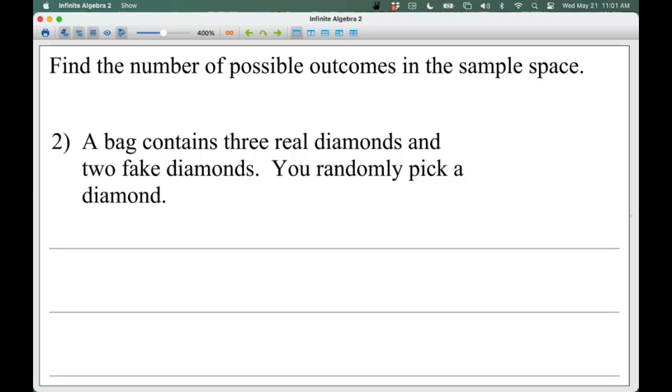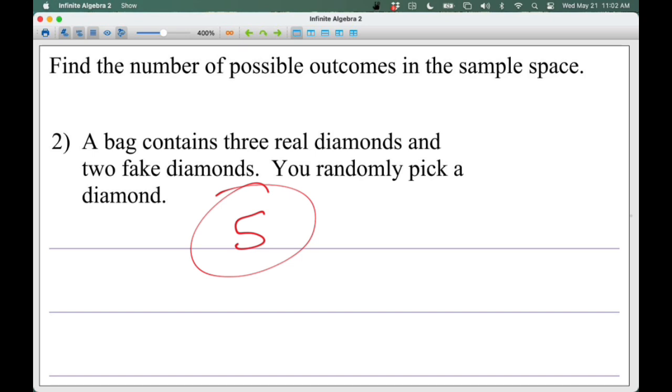Find the total possible outcomes. This is the denominator, okay? So I want you to understand what the possible events are. We have a bag of real diamonds, 3 real diamonds and 2 fake diamonds. So you are going to randomly pick a diamond. So there are 5 possible events. That is correct. There are 5 possible events right here. For right now, that's all you need. I want you to understand how to pick the possibles, okay?